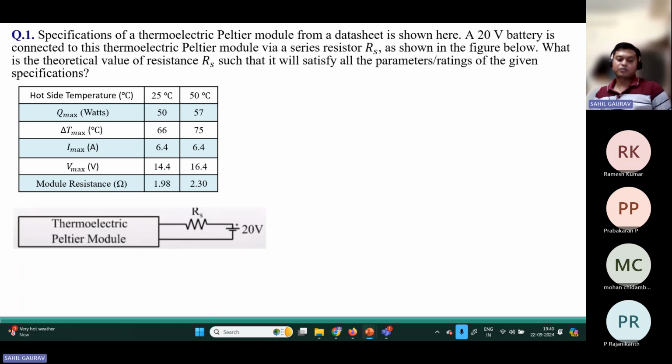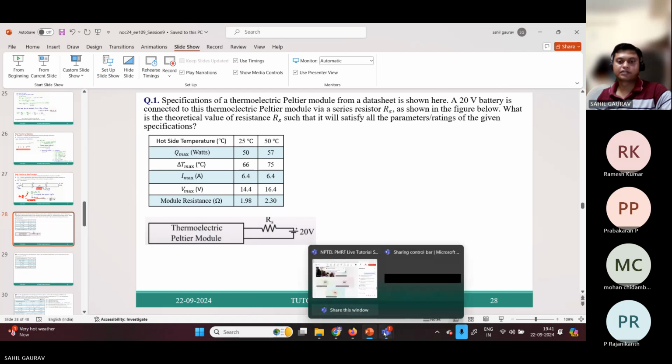Now coming to the first problem, I just request you all to start solving the problem with me, and if you have any doubt, you can stop me and ask the question. So let us see the first problem. Clear any doubt, anything you want to ask?